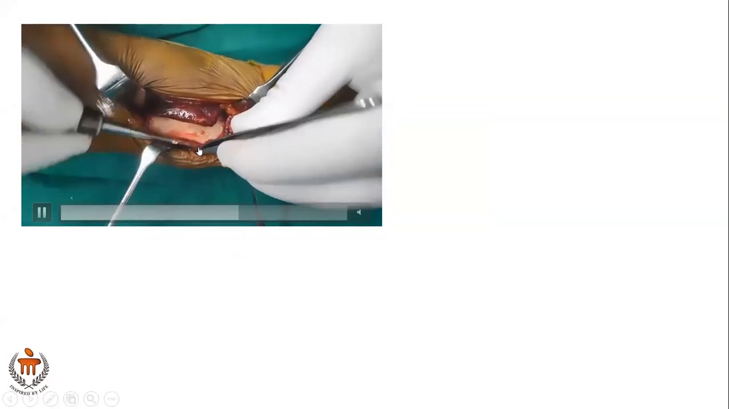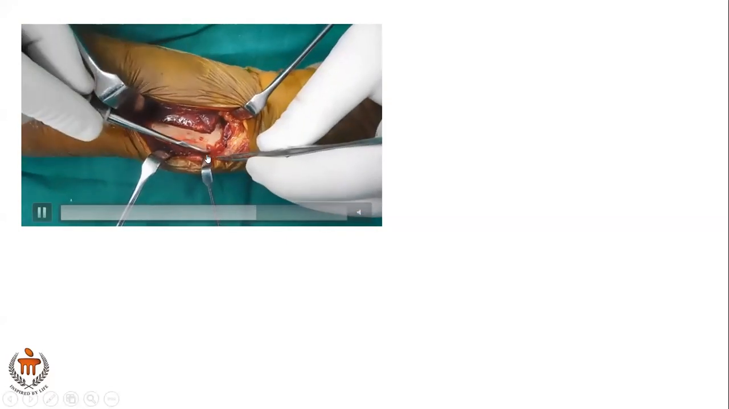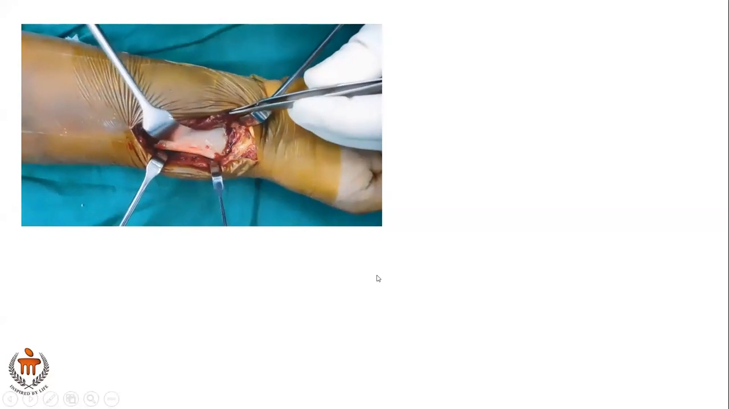And always keep a rim of periosteum along with the muscle fibers here so that you can suture this back nicely to this area here. So that section will take some time, but then it's worth doing it.